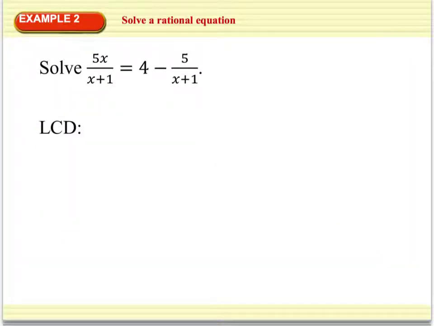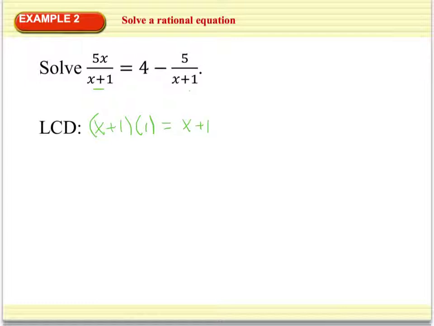We want to solve 5x divided by x plus 1 equals 4 minus 5 divided by x plus 1. So I'm going to go ahead and find my least common denominator. And in this case, I see that I have an x plus 1 right here. This 4 is really being divided by 1, so I can show that for right now if I want to. And then I have an x plus 1 here. So really, my least common denominator is x plus 1.